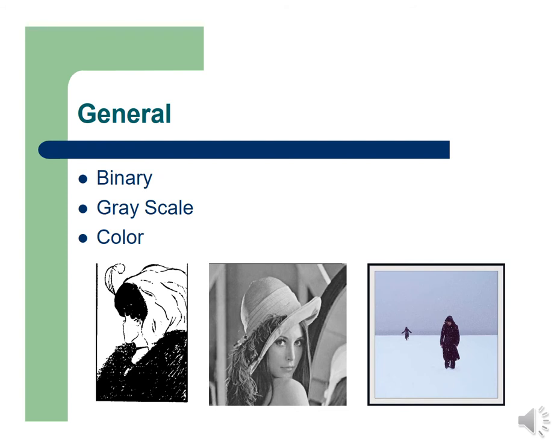Then we have color image. The color image means that, as we can see different colors, the image consists of all the information of color in the image.